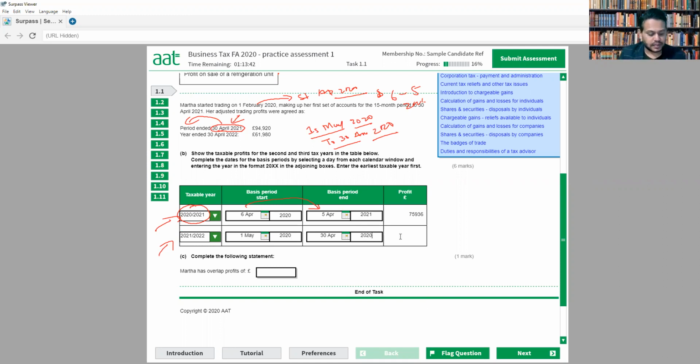And how much will be the profit? So the profit will be kind of same, because if we take 12 months from here we have a 15 month, isn't it? So from the 15 month, if we take another 12 month, it's going to be same thing. So it will be again 75,936. So that's how we have to calculate.